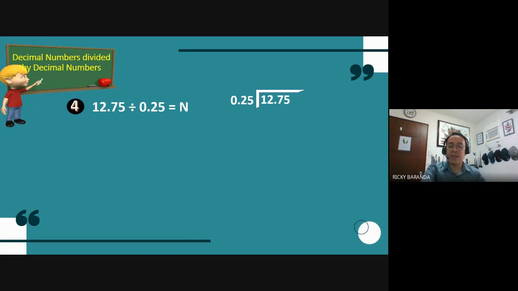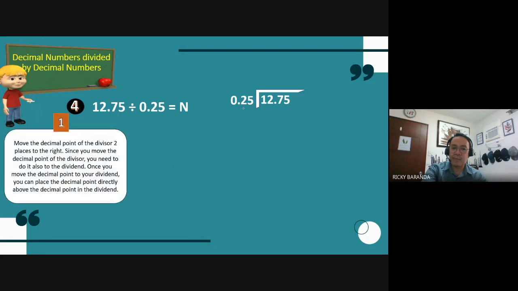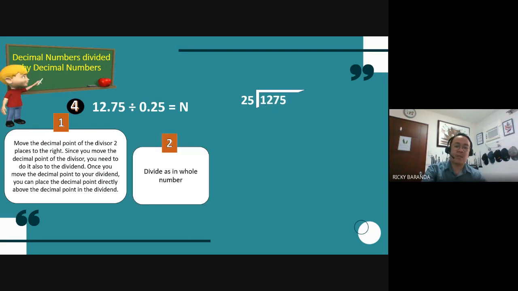So ngayon, ganun din ang gagawin natin. Move din natin tong decimal point papuntang kanan. Okay, so move natin siya doon, magiging siyang 25. Then, kung dito din sa dividend, ganun din ang gagawin, move din natin siya. So, mapupunta dito yung decimal point. Decimal point, pwede mong ilagay doon. Then, magiging 1275 siya. So, divide as whole number using the 5 steps.